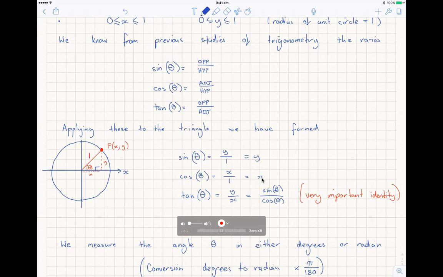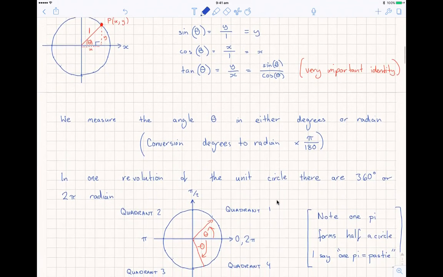And we come to a really important identity here that you should memorize. If we find the tan of theta, the opposite over the adjacent, y over x, we've just defined y as being sine of theta, and x as being cos of theta. So tan of theta is actually equal to sine of theta divided by cos of theta. That's one to put under your cap because you will use it to death next year, or even towards the end of this year, I think.